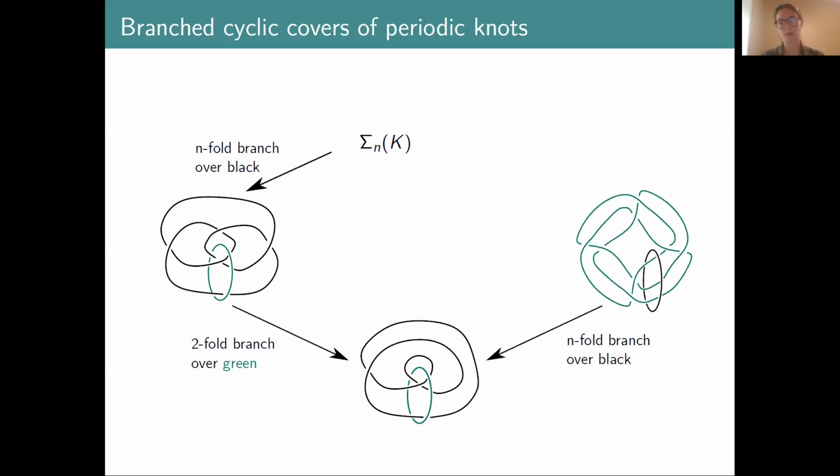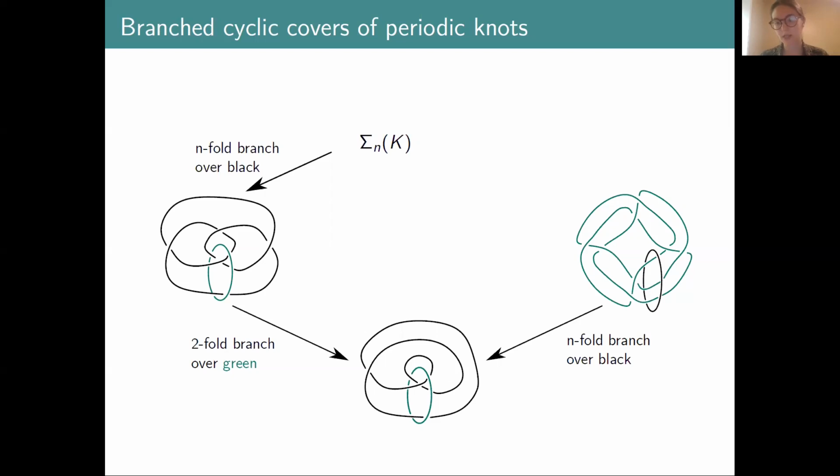And what we're going to start doing on the right-hand side of this picture is just change the order of those 2 branchings. So we'll still n-fold branch over the black and 2-fold branch over the green, but not necessarily in the same order as before. So here on the right, what I've done is n-fold branch over the black curve first instead.